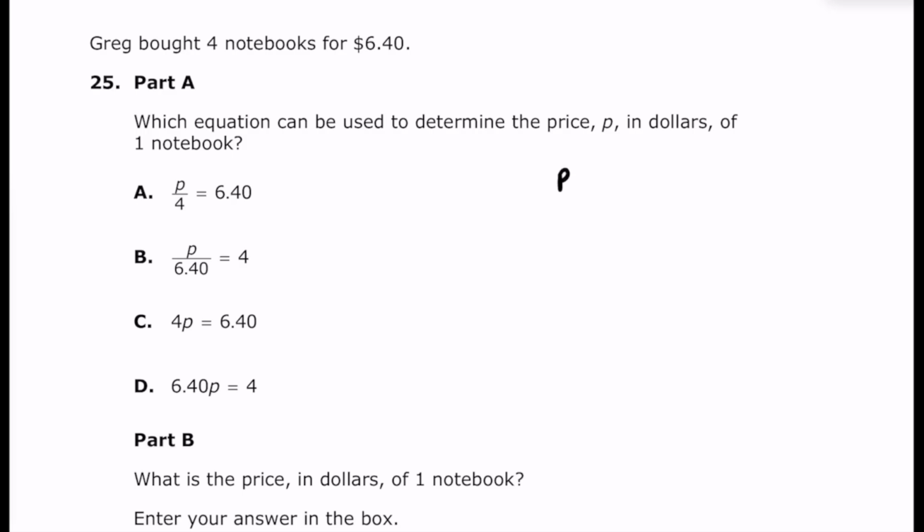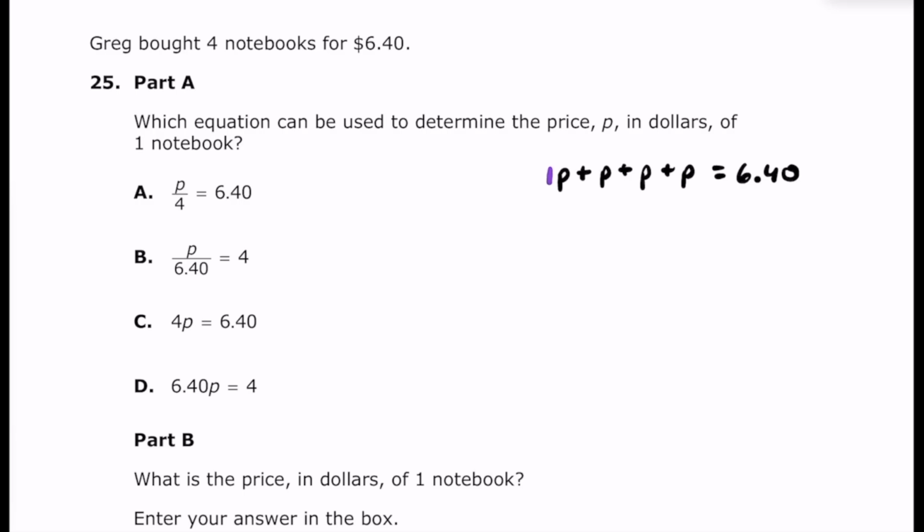So if you take the cost of one notebook, which is P, and we are buying 4 of them, so P plus P plus P plus P, that's 4 of these notebooks, and this is the price of each one of them. That should equal $6.40, right? If you are going to be buying 4 notebooks here.